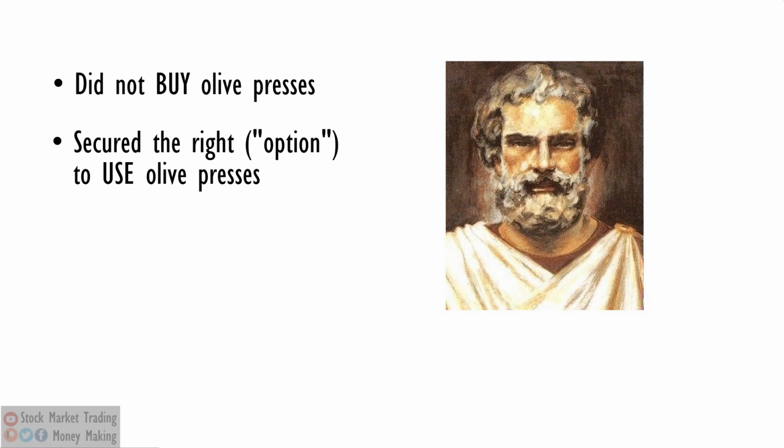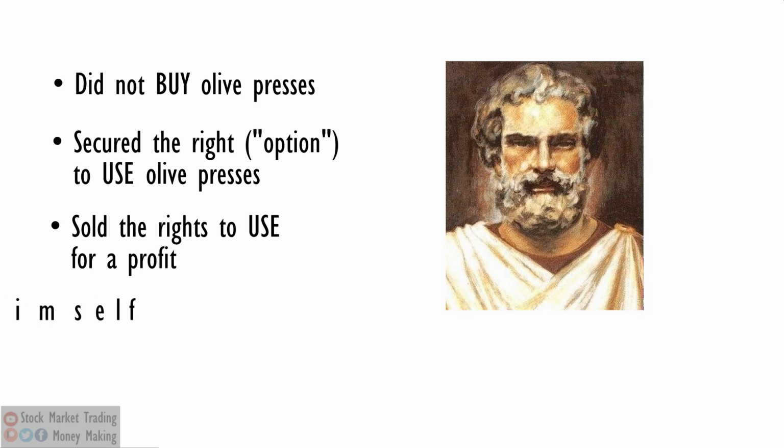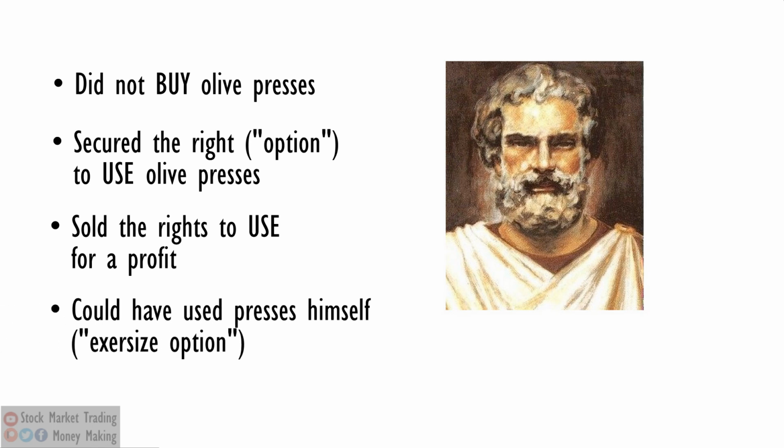As Thales expected, the harvest was plentiful, so he sold the rights to use these olive presses to people who needed them, making a fortune. By controlling the rights to use the olive presses through the option, even though he didn't call it an option then, Thales had the right to either use them himself when harvest time came, exercising the options, or sell that right to people who would pay more for it, selling the options for a profit.